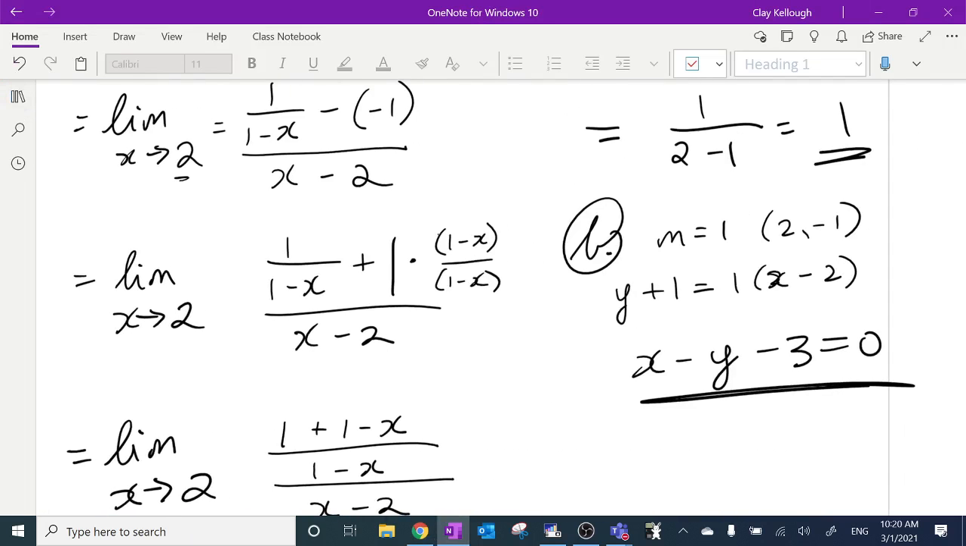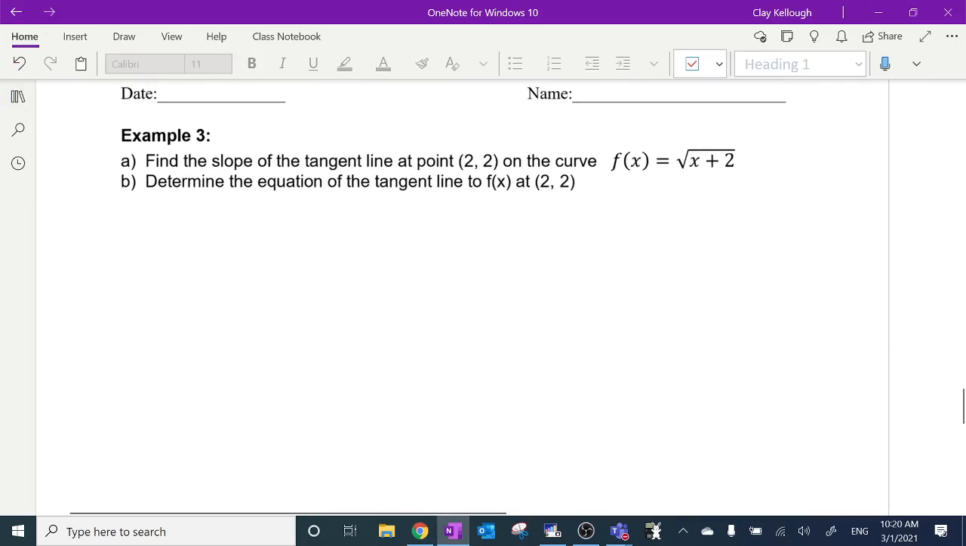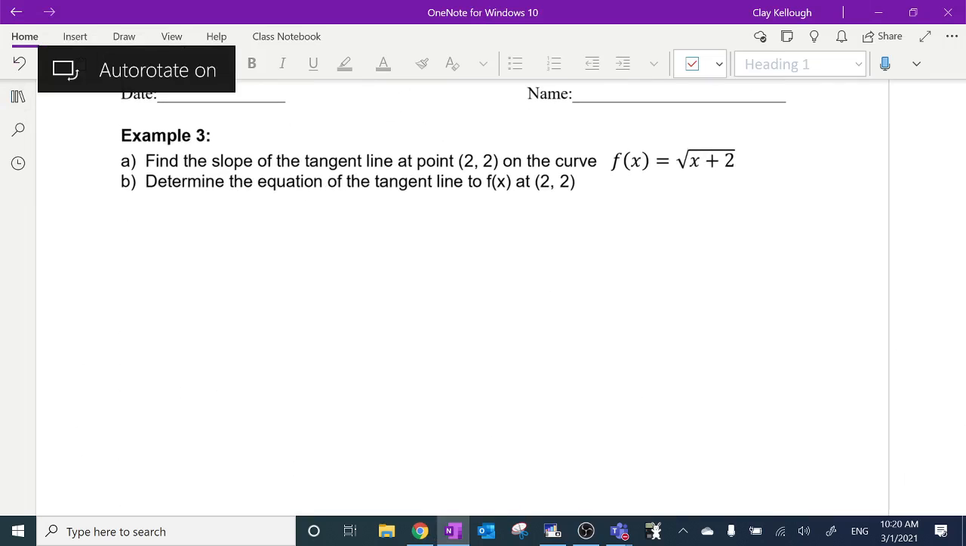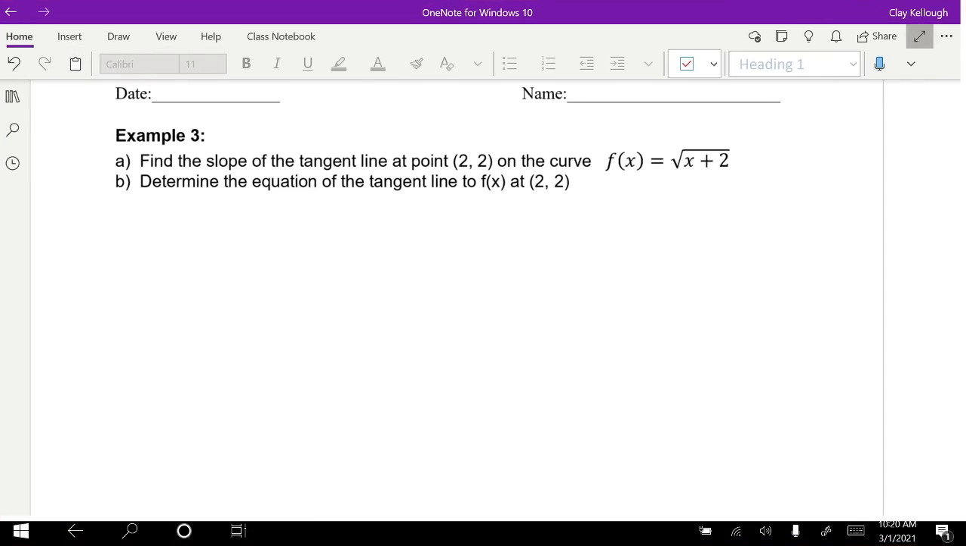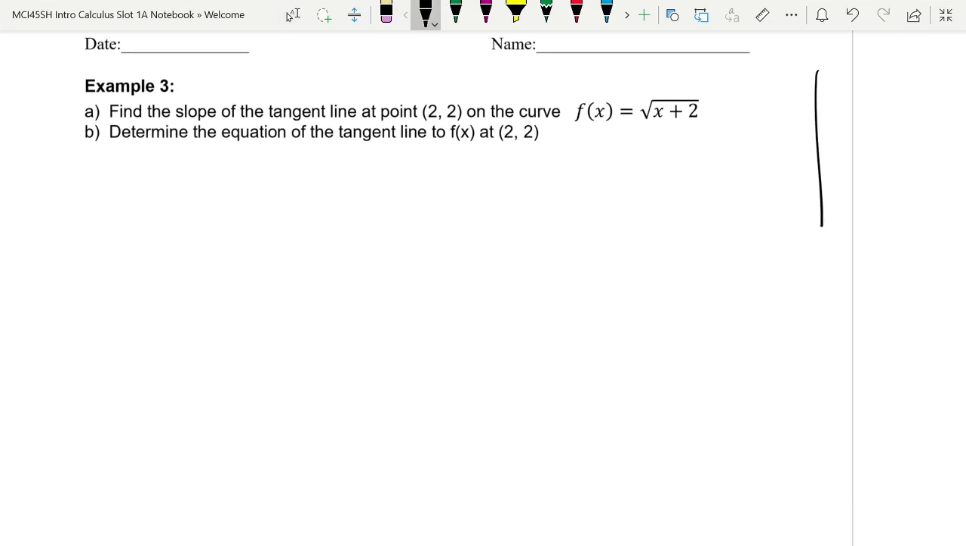Okay, one more example. There we go, example 3. Now we've got ourselves a square root curve, which you should remember is basically half a parabola. So it's going to look something like this and something like that. And we want the tangent equation right there. So we want the equation of that line. So let's see if we can find that.